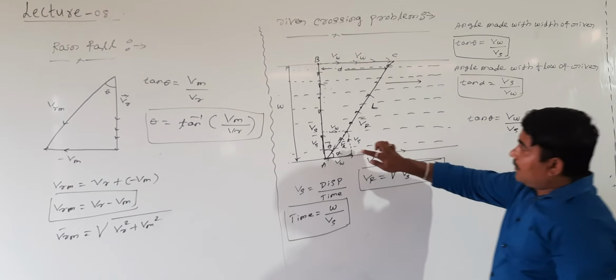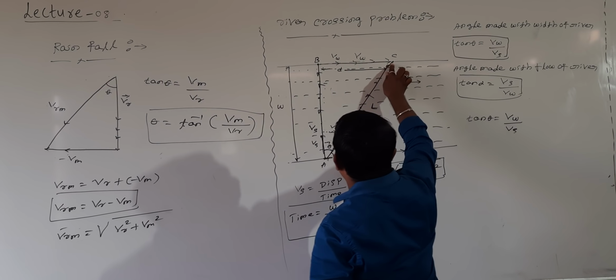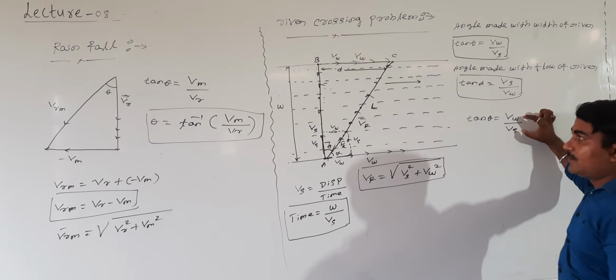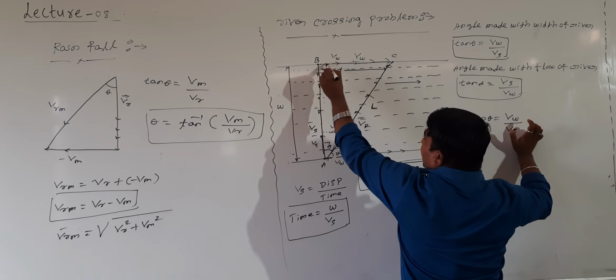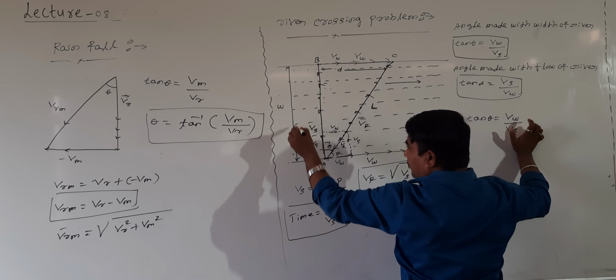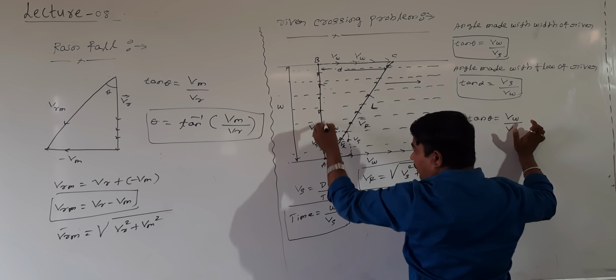But A, B, C also looks like a triangle. I am taking the velocity ratio. But here, what width is there? D is the width. I mean, the drift of the person. What is the width of the river? This represents the width of the river. Are you following?